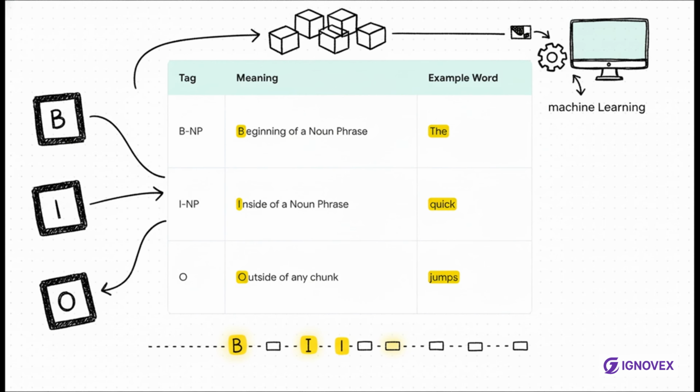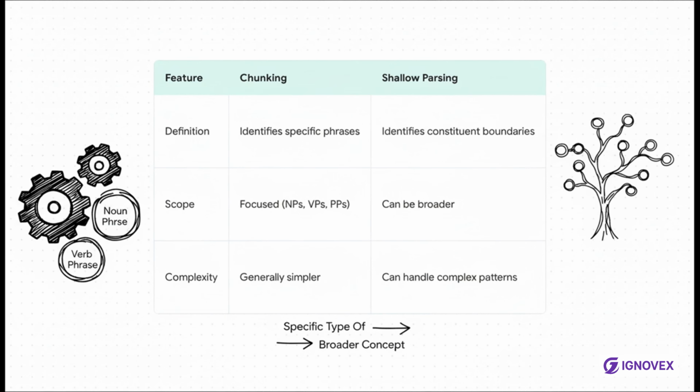It's actually pretty simple. The machine learns to label the beginning of a chunk, every word inside of a chunk, and any word that's outside of a chunk. It's a simple but really effective system for drawing those boundaries. Now, you might also hear people talk about shallow parsing. So what's the difference? Honestly, they're very similar.